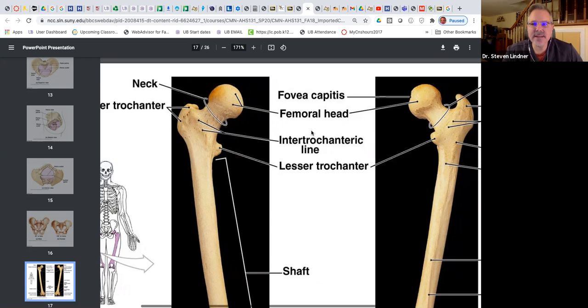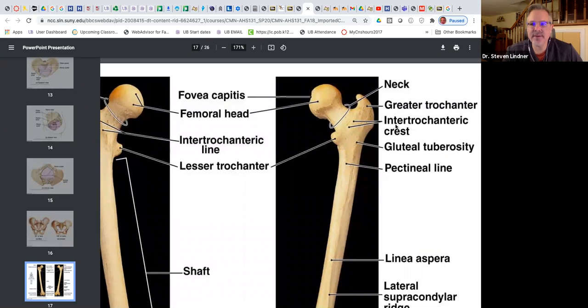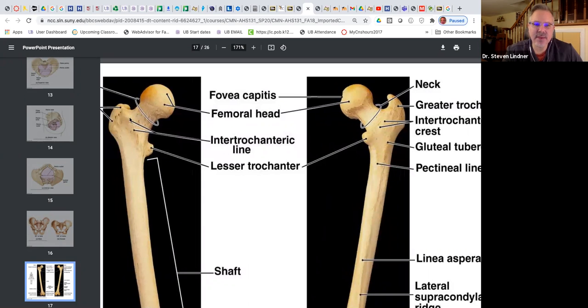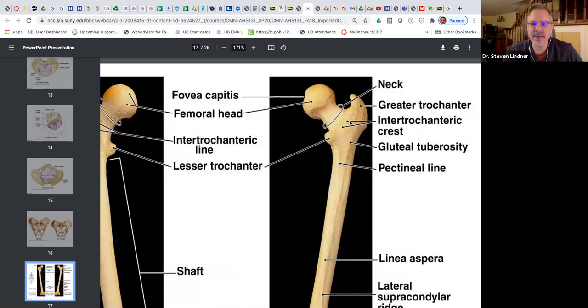You could still see the same structure on the posterior. You could see the head, the neck, the greater trochanter and lesser trochanter, and connecting the two is the intertrochanteric crest. In the front, it's the intertrochanteric line. On the back, it's the intertrochanteric crest.